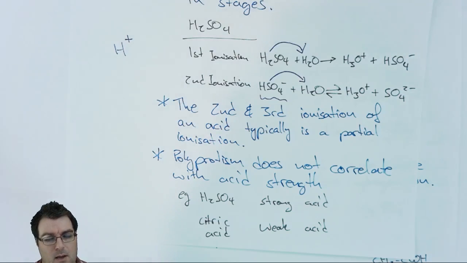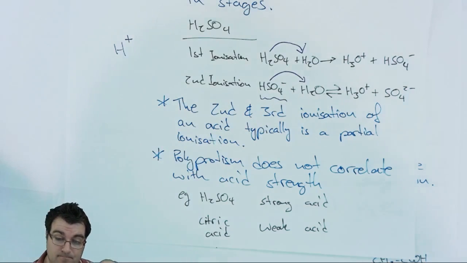If we compare that to, say, citric acid, which is a very weak acid, which has 3 protons that it can donate, you would be understandably tempted to look at this and say, oh, it's got 3 protons, it's a strong acid. But that's not the case. It all depends on the electronegativity of the atoms within the compound, within the substance.